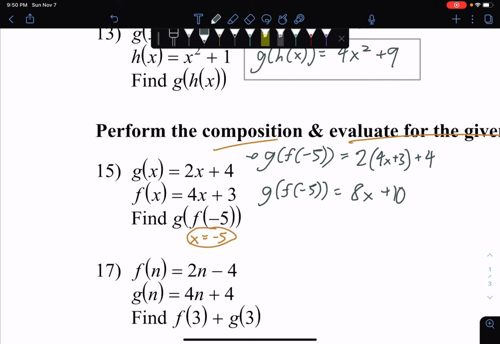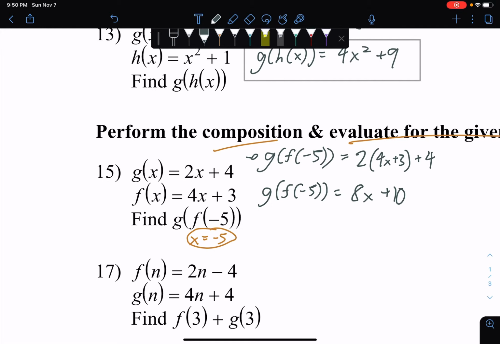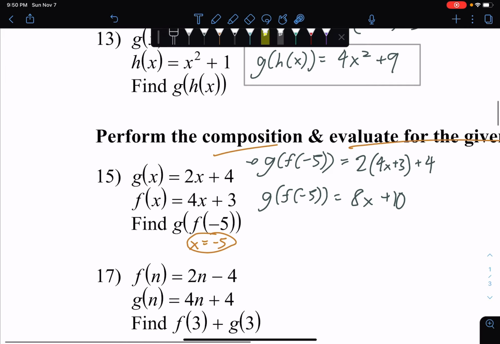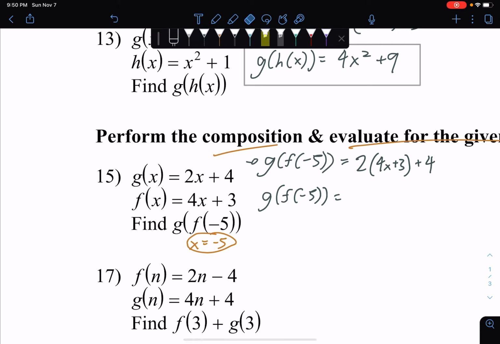I almost forgot. Considering that x is already equivalent to negative 5, we can substitute this one. So let's go back, reverse, enumerate again. So 2 times negative 5. There you go. Plus 4.